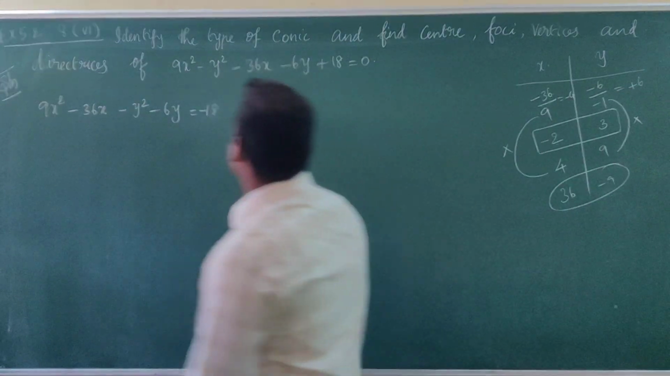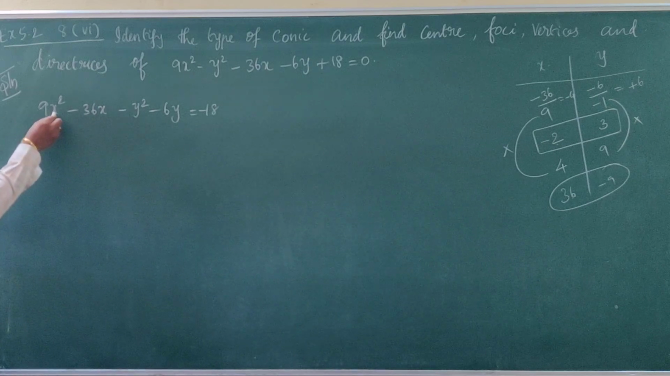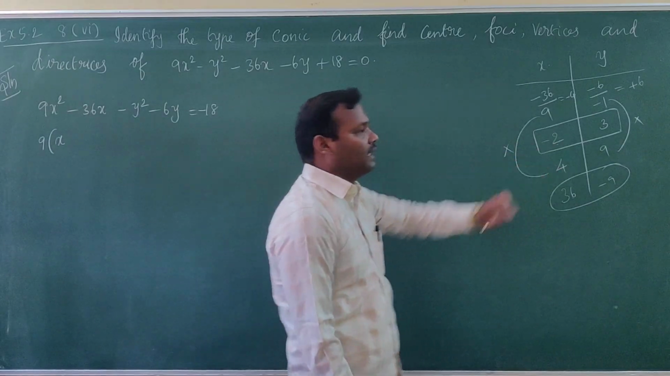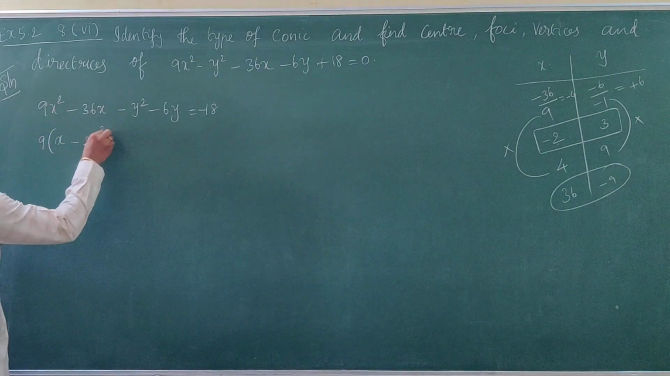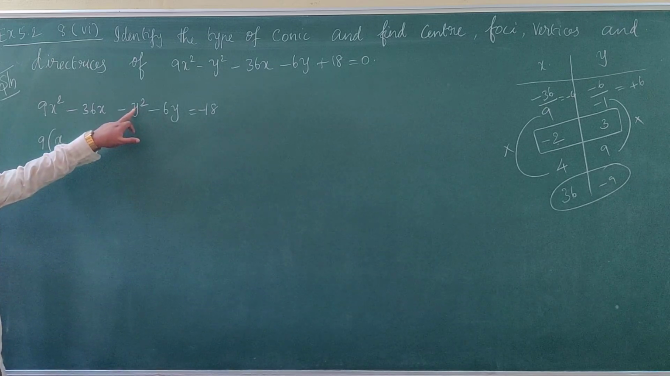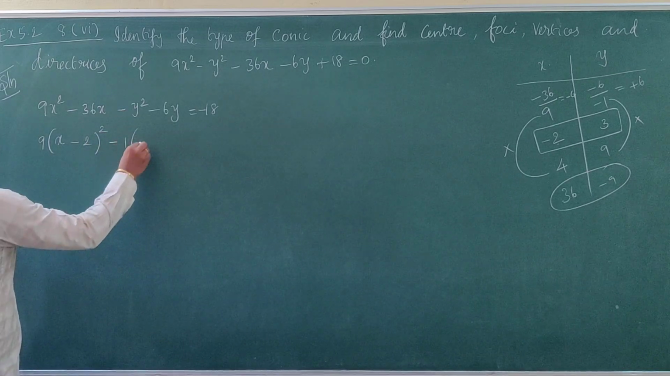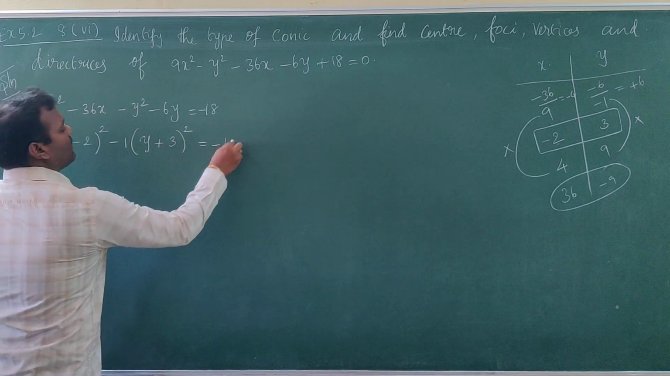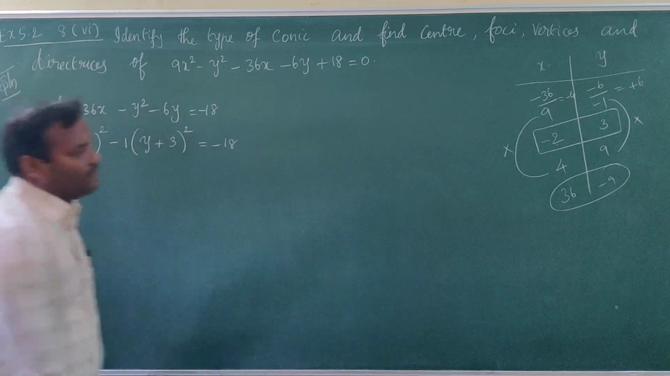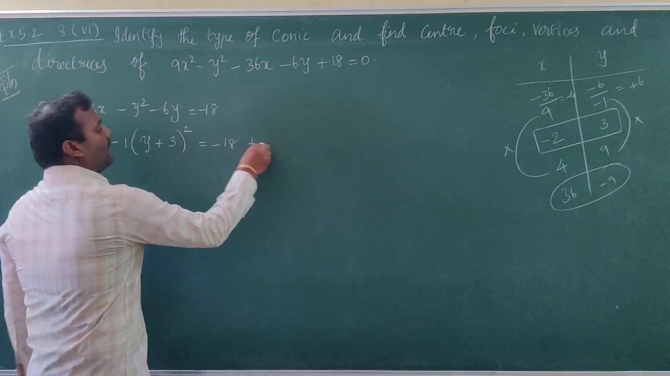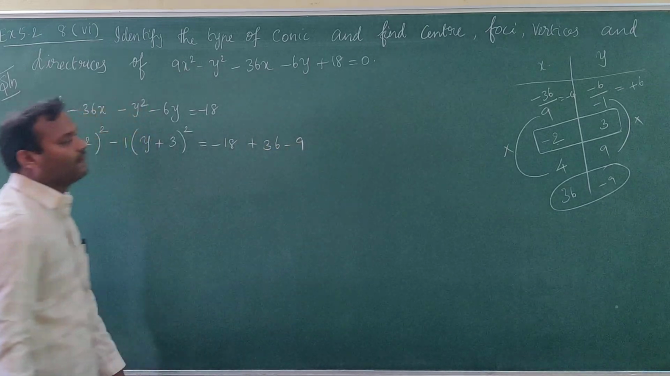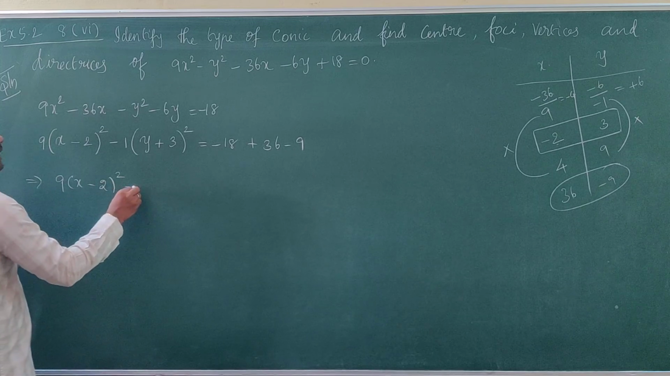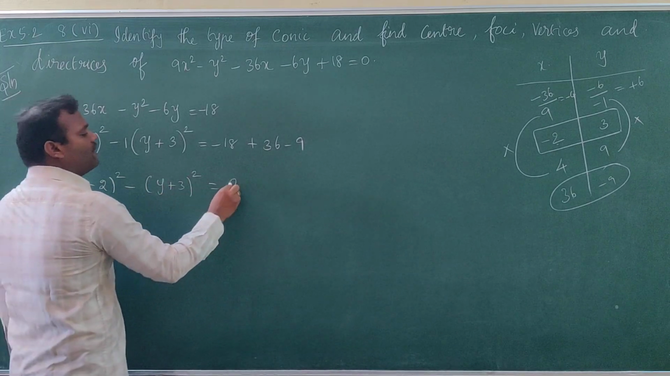Now, how we are going to do this problem, listen. First, take the number in front of x², which is 9, and put x, and club the number related to x, that is −2. So 9(x − 2)². Next, take the number in front of y², that is −1, and y, clubbed with the number related to y, that is +3, so −1(y + 3)², equal to −18, and you add the last numbers, +36 and −9. So 9(x − 2)² − (y + 3)² = 9.